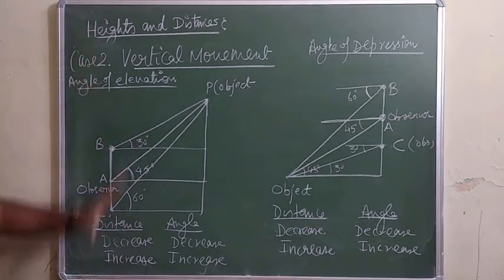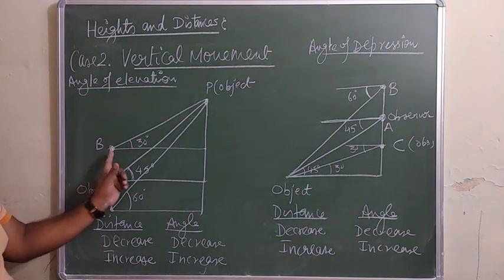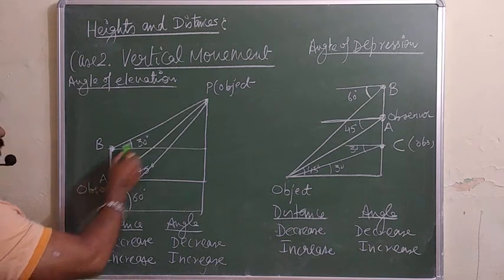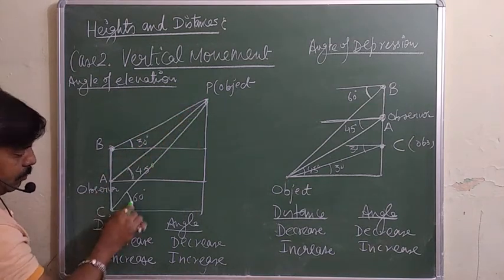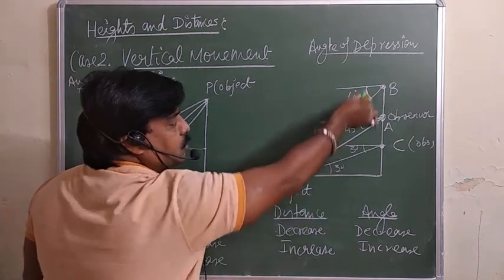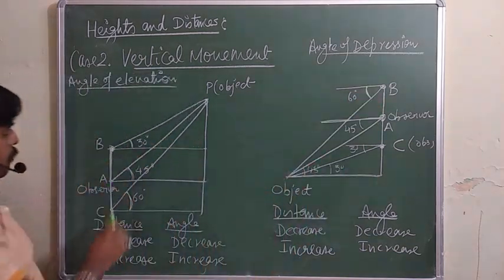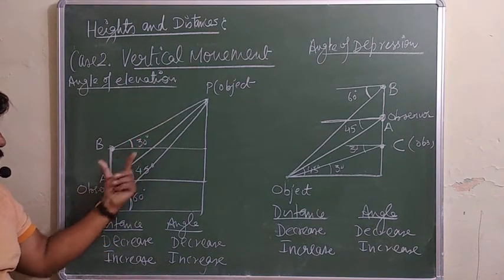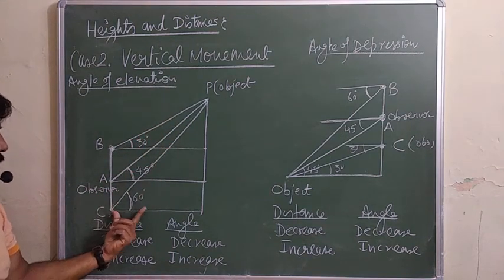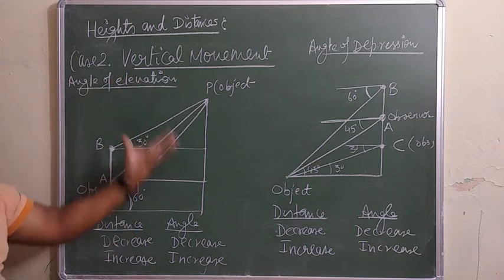So in case of the vertical movement, distance is going to decrease, angle will decrease. Distance is going to increase, angle will increase. Same is here in case of the depression also. So keep this in mind, if you are going up and down, जैसे जैसे distance कम होगा, angle कम होगा. जैसे distance बढ़ेगा, angle will also increase there only. Have a look.